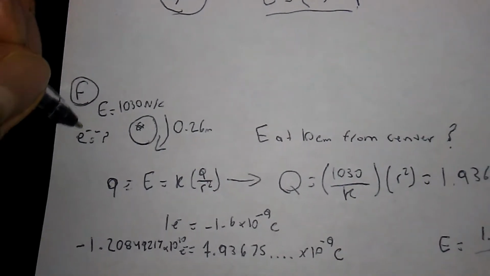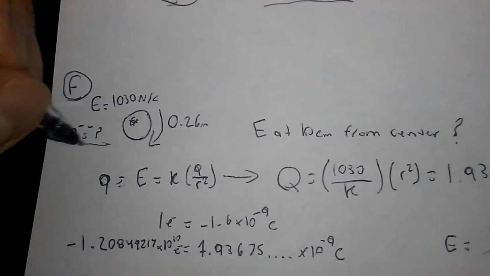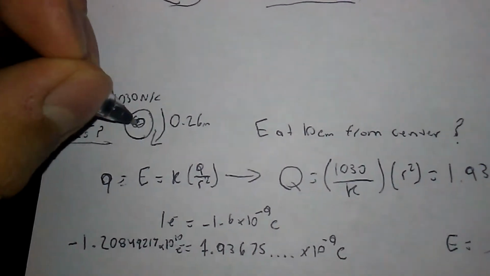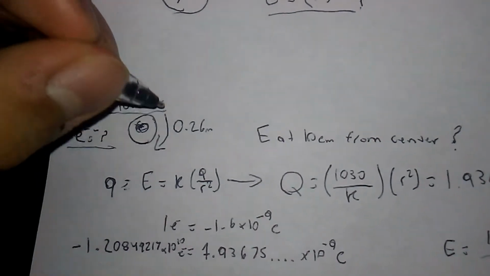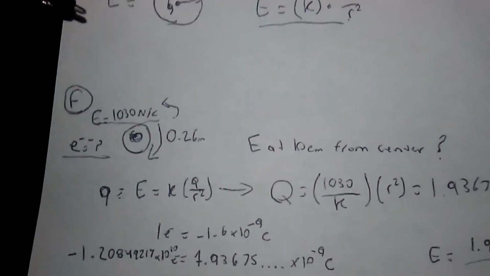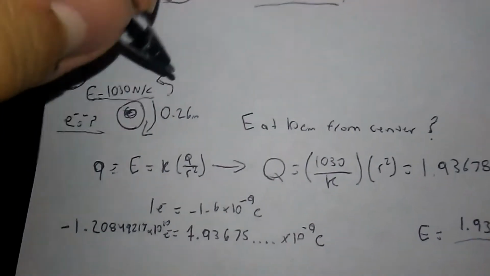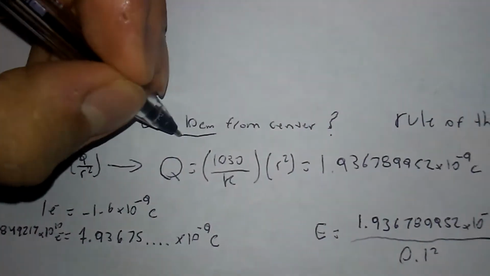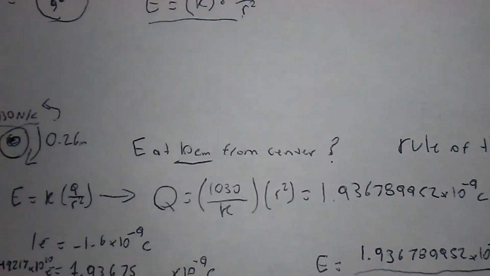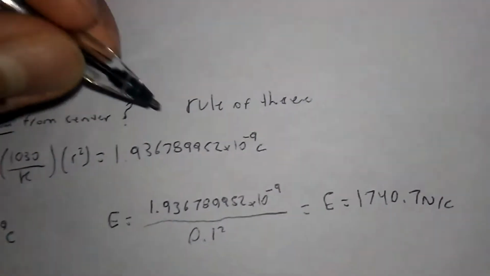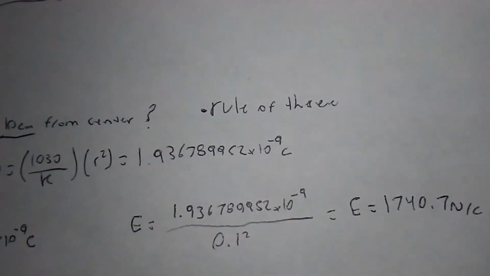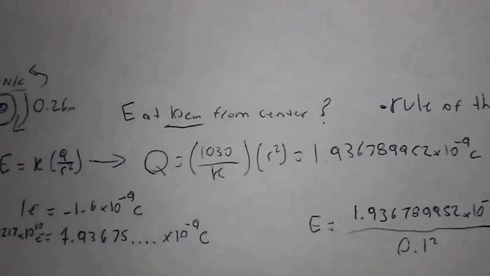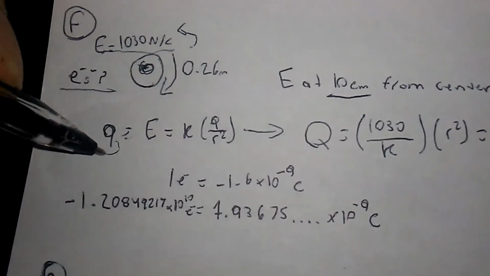The sixth exercise is asking you to get the number of excess electrons that have to be added to a sphere to get an electric field of 1030 newtons over coulomb, and to get the electric field of the sphere if it is 10 centimeters apart from the center. Knowing the charge of the electron, we can just use the rule of 3 to get the number of excess electrons to get the desired electric field. But first, we have to know the charge of said electrons.